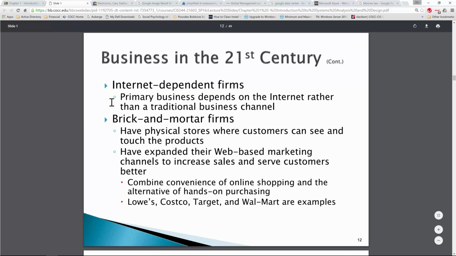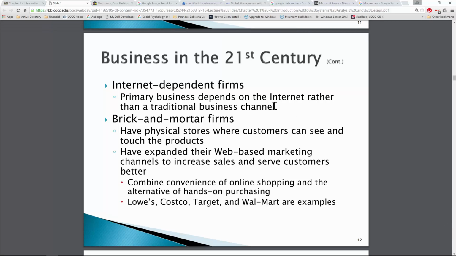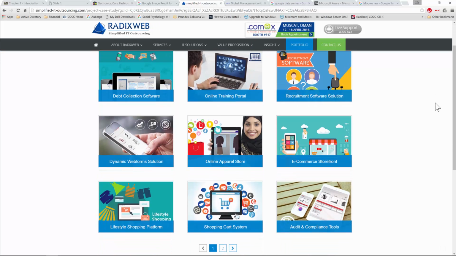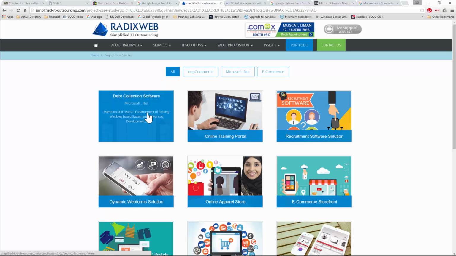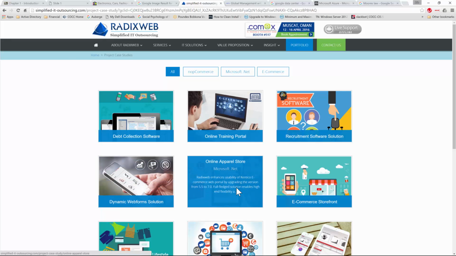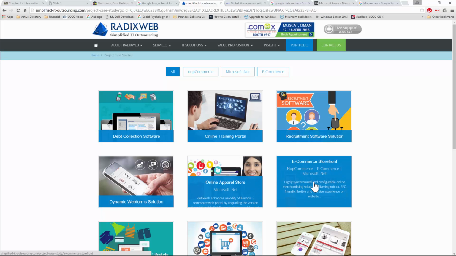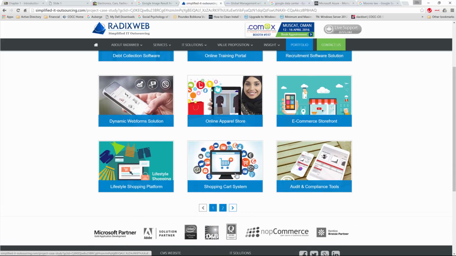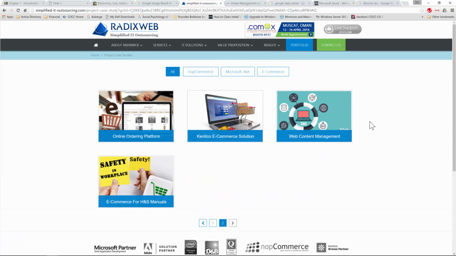So, internet-dependent firms, primary business depends on internet rather than traditional business channel. There's a lot of businesses in town that are doing this. G5, for example, outsourcing. So when we talk about outsourcing, here's an example of an outsourced company, an India-based company that does debt collection software, online training portals, recruitment software solutions, dynamic web forms, online apparel stores using Microsoft .NET, e-commerce storefront solutions. This is a software development company in India.